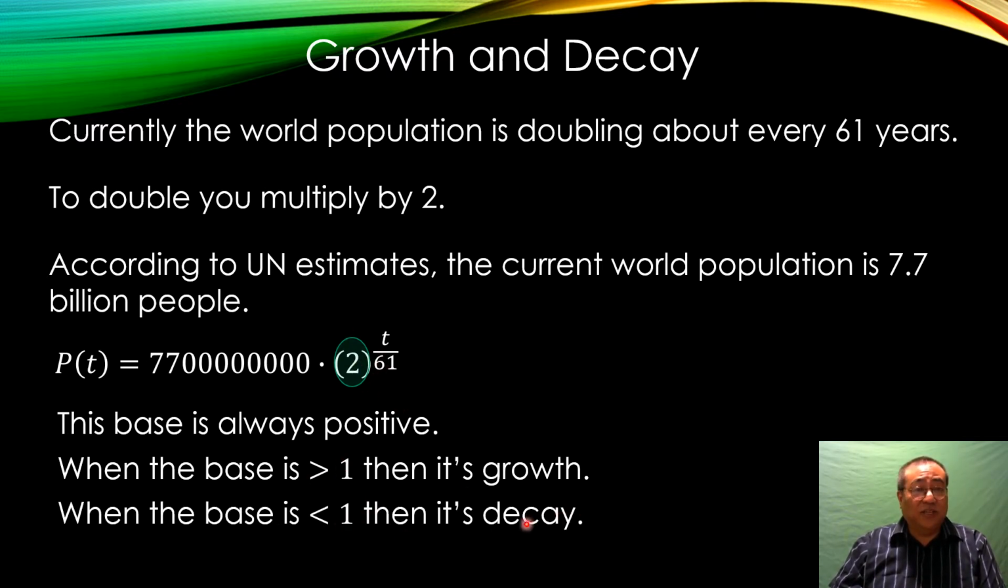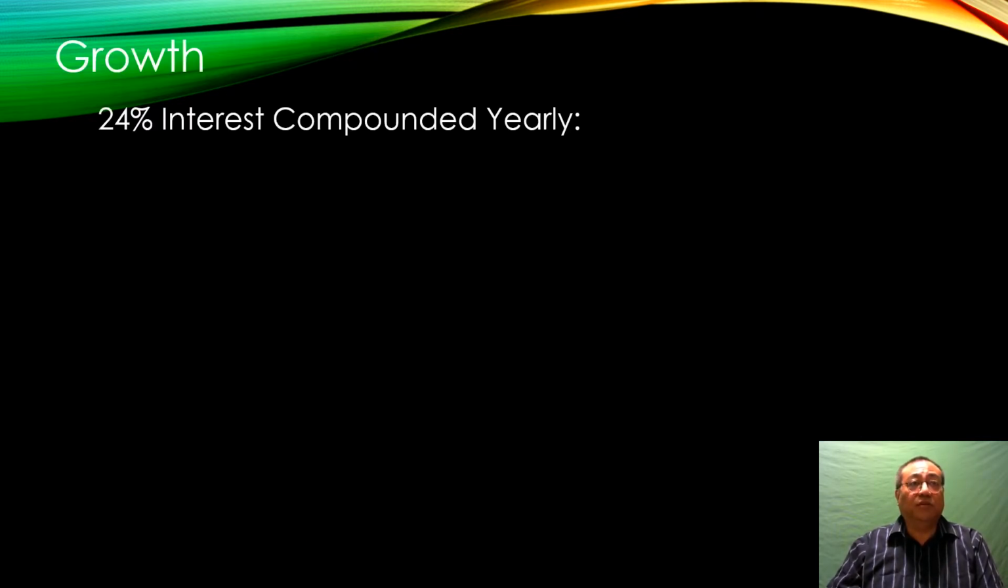If it's less than 1, it's going to be decay. But remember, it's positive, so we're not saying it can be negative 2. We're saying the base is somewhere between 0 and 1. Then it's decay. Let's look at another growth. This is a typical interest rate for a bank, 24% interest compounded yearly. This is not like a savings account. This is a credit card account. So this is how much money you're owing the bank.